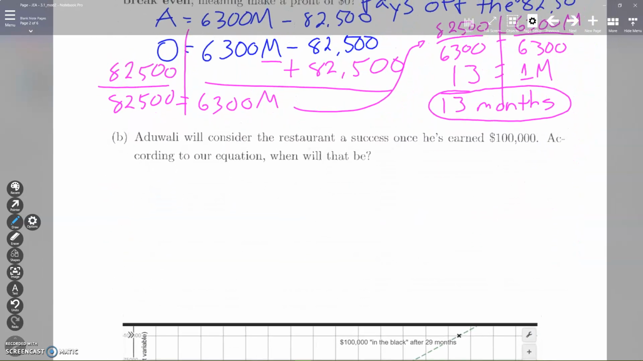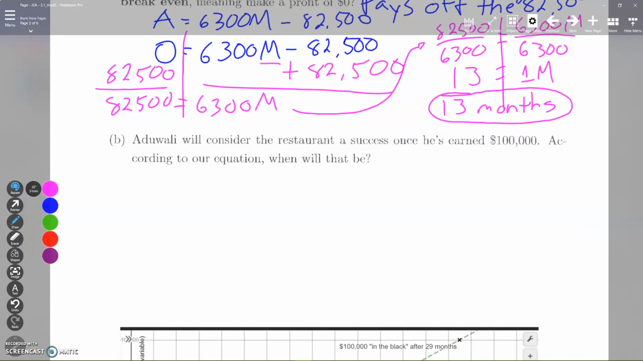Question B. I'm going to change colors one more time here. Let's go to green. Abdul will consider the restaurant a success once he's earned $100,000. According to the equation, when will he earn $100,000? And that's not when he's taken in $100,000. That's when he's actually in the black, as it's called, meaning he will have earned $100,000 for his own pocket.